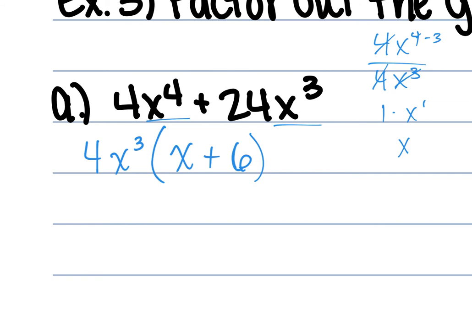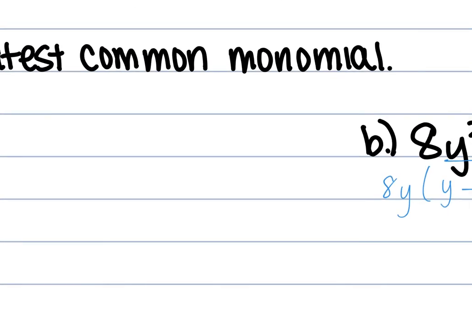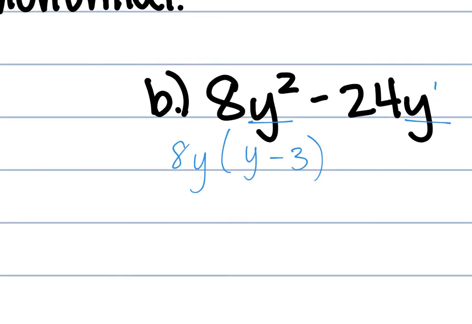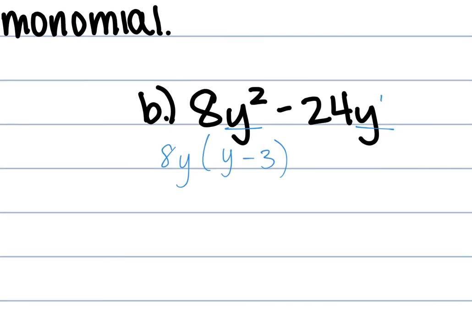Okay? Yeah, Veronica? Just to simplify, when you get that last number in the parentheses, you're just dividing negative 24 by 8. Correct.